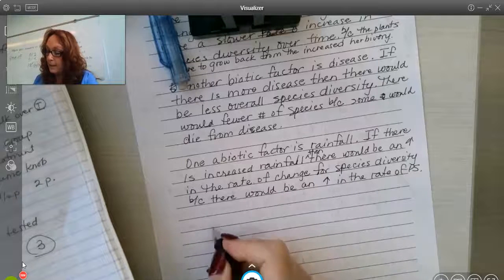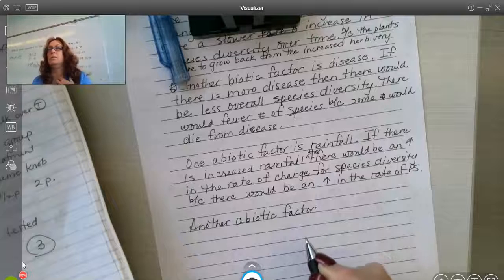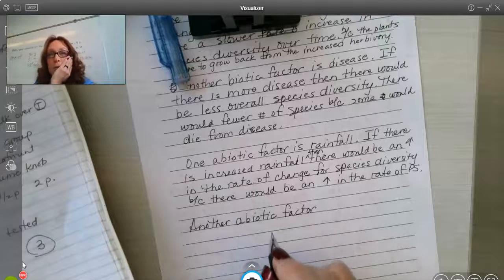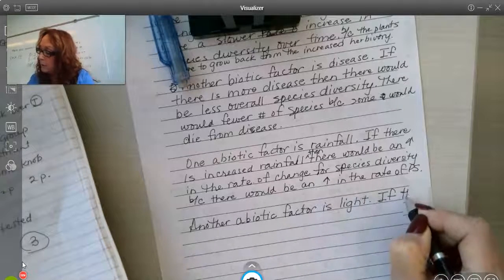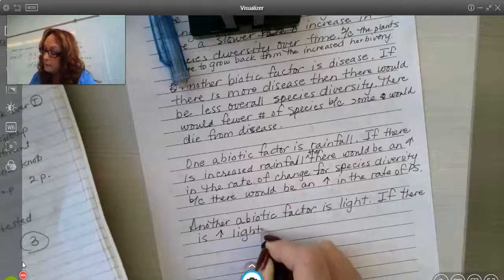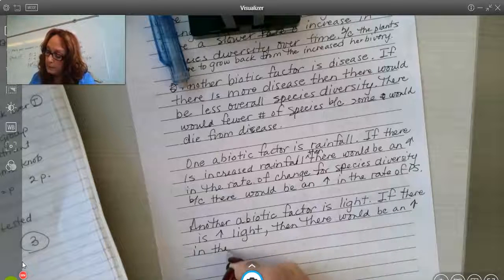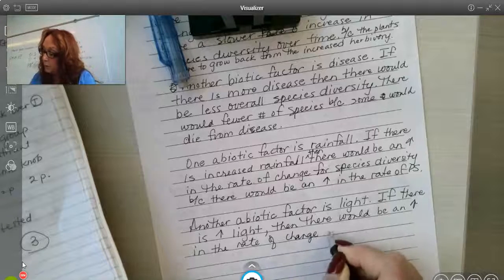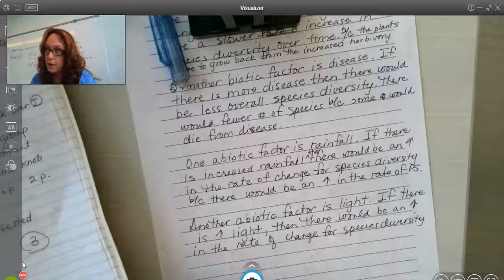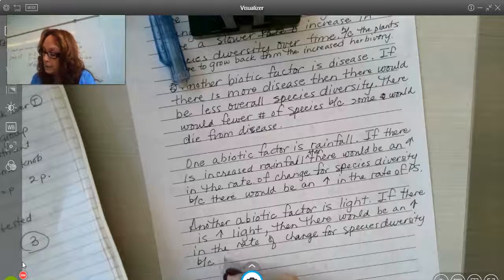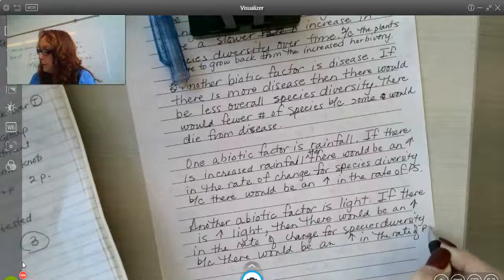Okay? So I'm going to do the same kind of pattern. Another abiotic factor is, so do I want to do temperature? Not really. I did rain. Let's do light. So I'm going to do the proportion now. So if there is increased light, then there would be an increase in the rate of change. So the slope, because they'd get there quicker, species diversity, so the more. So I'd change the slope to being a faster slope, and the reason is because there would be an increase in the rate of photosynthesis. Okay, I'm happy with that.